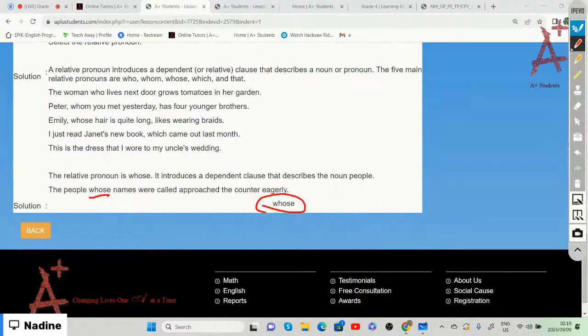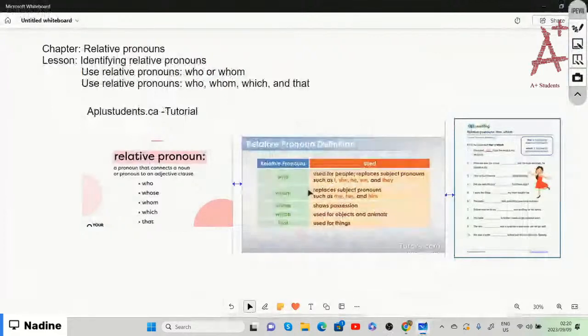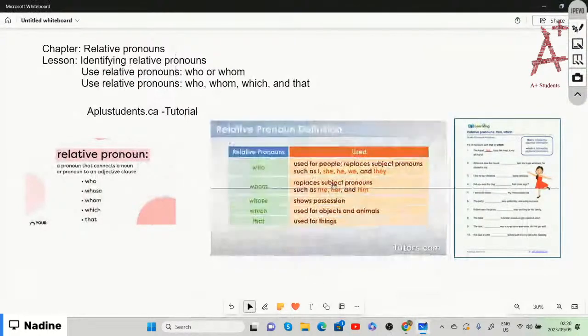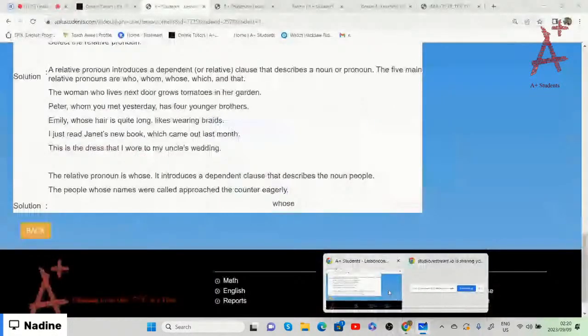And once again, when it comes to who and whom, then you are referring to people. So it's basically like the subject, right? Because if we go back, then we do say who as well as whom, and whose. All right, let's go and do our test.